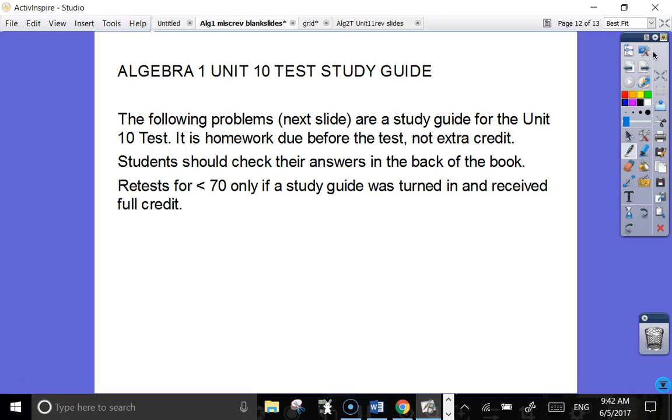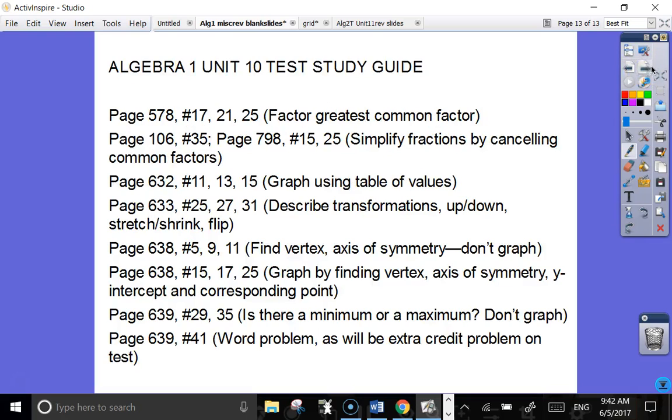So the study guide, again, is going to be on the next slide. It's homework due before the test, not extra credit. Check your answers in the back. Retest for less than 70, only if you did the study guide. And there they go, with the directions you should be trying to do. It's 20 questions. It's all the things I just showed you.